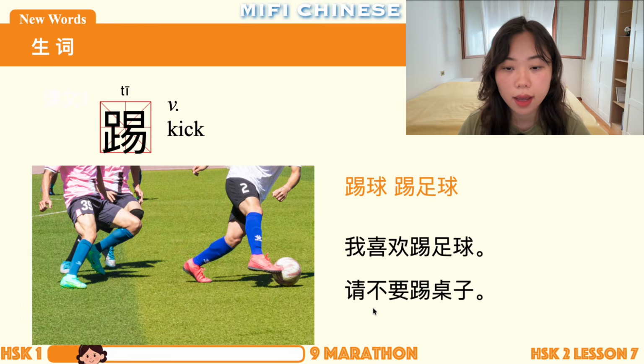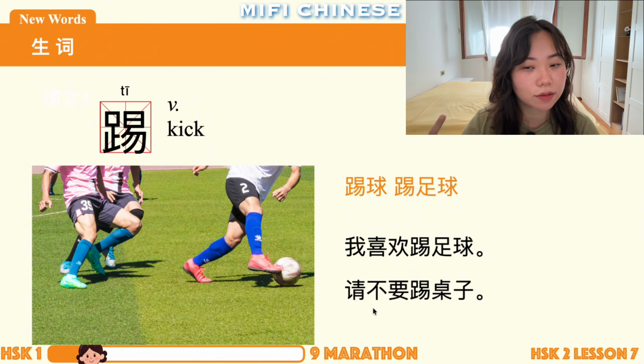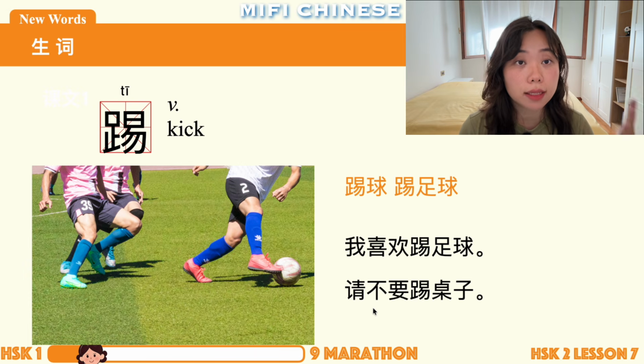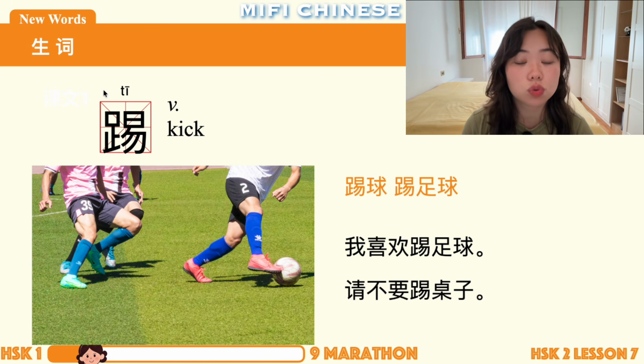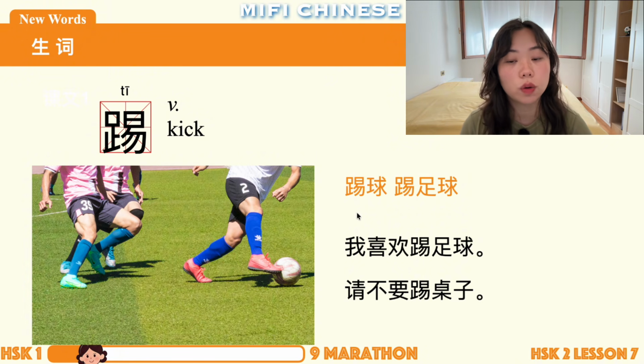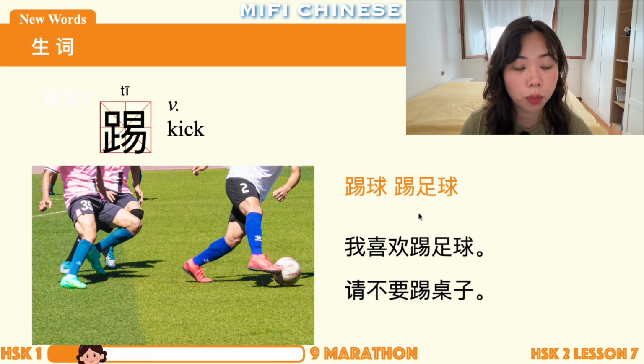So 运动. Okay. Next one, 踢. We heard it in the text, right? The word before 足球 is not 打 anymore. Why? Because 打 is a movement that includes your hands. But 足球 is when you kick it, right? You will use your foot. So we see the same radical again, which means foot, right? 足, foot. So here, 踢 means kick. For example, 踢球, kick the ball, 踢足球, kick the football, or play football. 我喜欢踢足球, I like to play football. 请不要踢桌子, please don't kick the table.